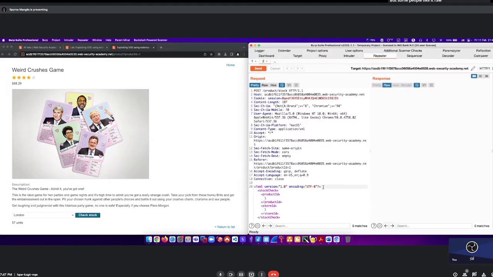What I could simply try to do will be something like adding a doc type declaration. And then in here, we are going to add the entity. We are asking for the file etc password, right? And we are closing this, and I think I'm still forgetting something. You need the final chevron at the far end. Yes. Right. That one.